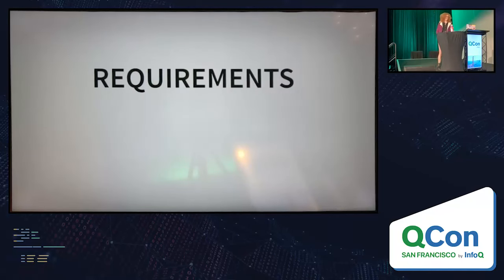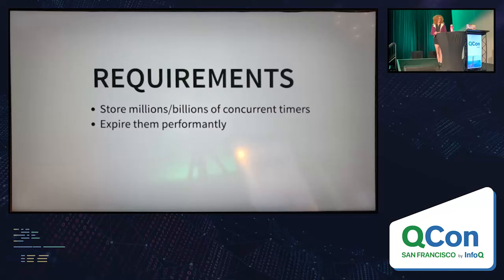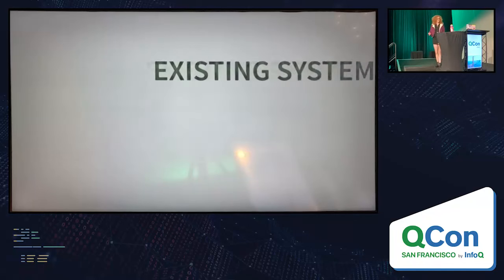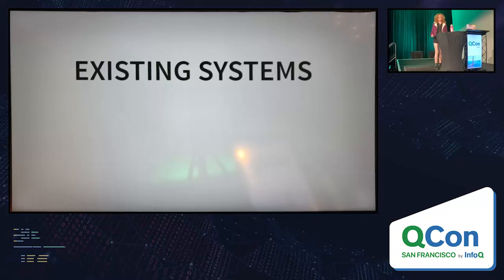Once again, let's look at these requirements, right? We want to be able to store tons of timers, expire them performantly, minimize data loss, and interoperate with the rest of our system. So let's talk about the rest of the systems. What is the prior art for system design at OneSignal? We have a lot of things written in Rust. We actually currently, but not at the time, had a policy around only using Rust for new systems. But at the time, we were also spinning up new services in Go.